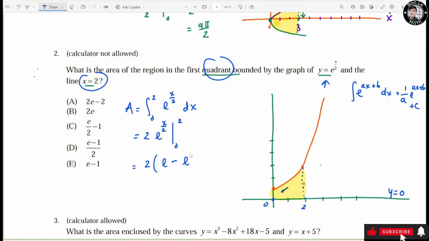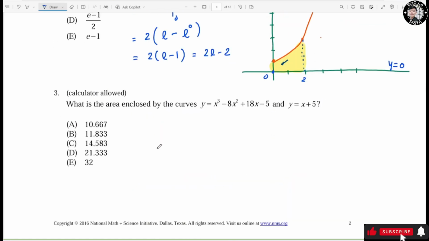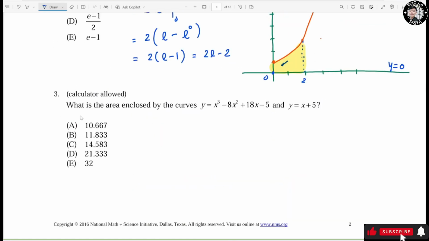Substitute 0, it's going to be e to the 0, right? So it's going to be 2 times e minus 1, or 2e minus 2, right? The answer must be A. Now let's move on to question 3.